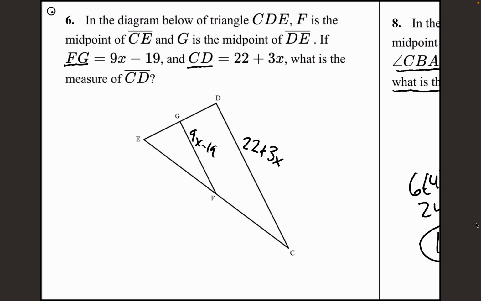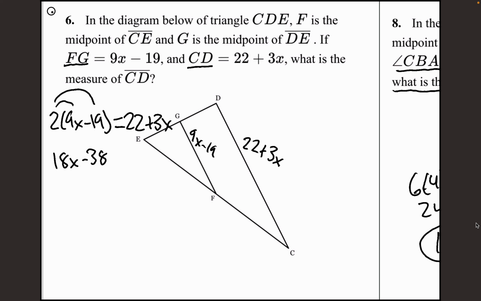All right, let's look at this one. This time, which segment is my midsegment? FG or CD? FG is my midsegment. So is that the one I multiply by 2? So 2 times 9x minus 19 equals 22 plus 3x. Okay? Now, what's 2 times 9x? 18x. I've got to make sure I multiply both. So what's 2 times negative 19? Equals 22 plus 3x. All right, perfect.